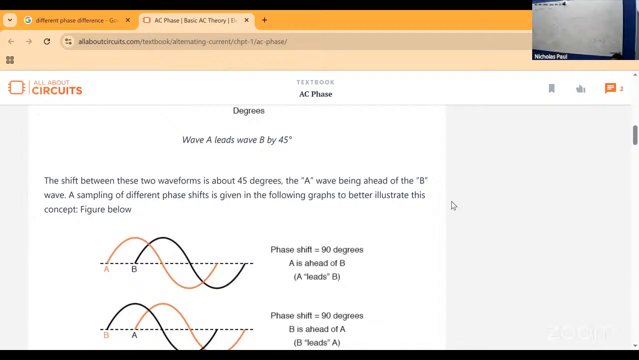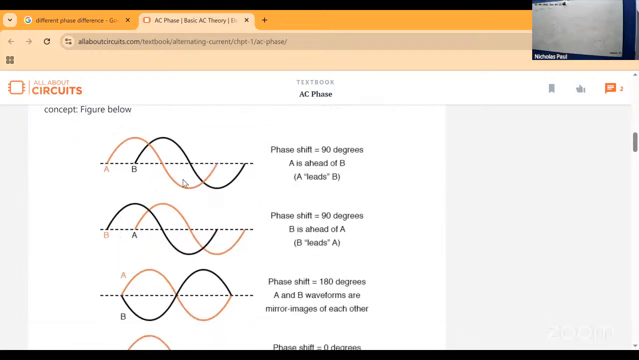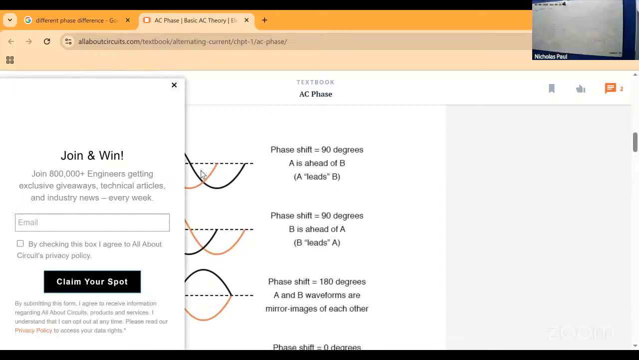All right, so watch here. Your diagram might look like the one on top. Phase difference of pi on 2 is the same as 90 degrees, right? Everybody okay with that? And we're seeing that A is ahead of B. Seeing that? A ahead of B.